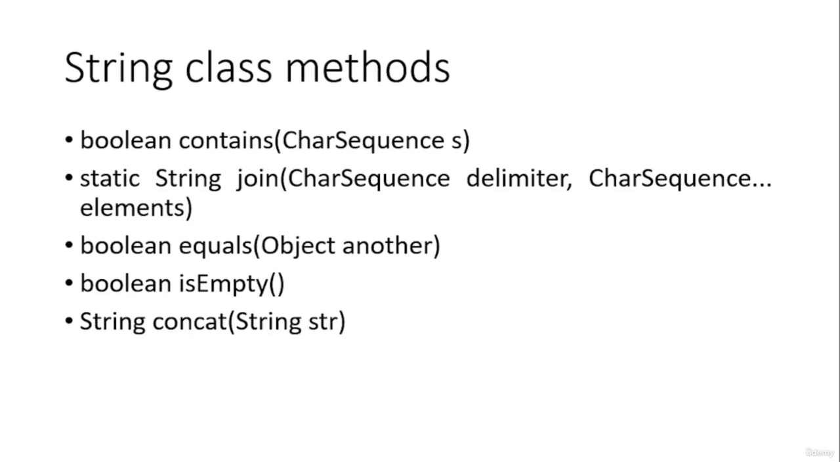And next method is equals. Equals will check the equality of the string and whether one string is equal to the other string. Next method is isEmpty. isEmpty will check whether the string is empty or not, whether there is any value in the string or not. It does not check for null. Null means the string is pointing to nothing.